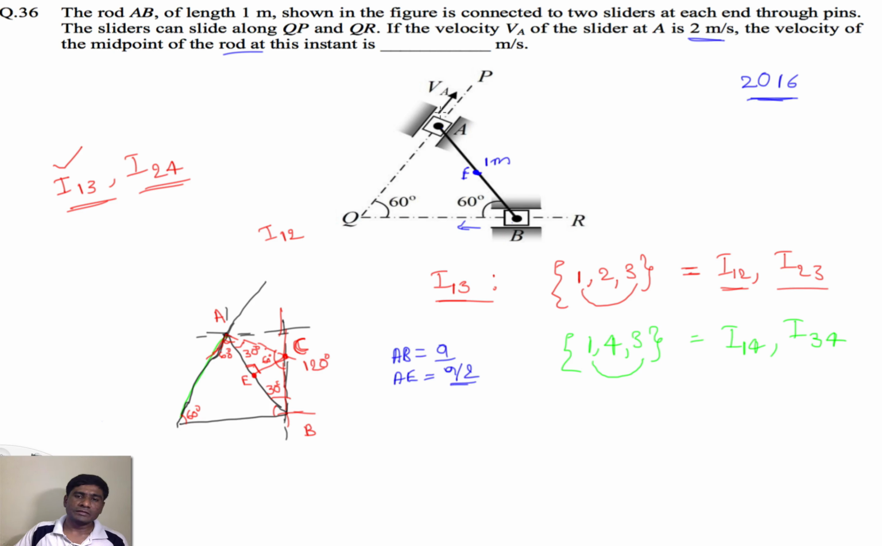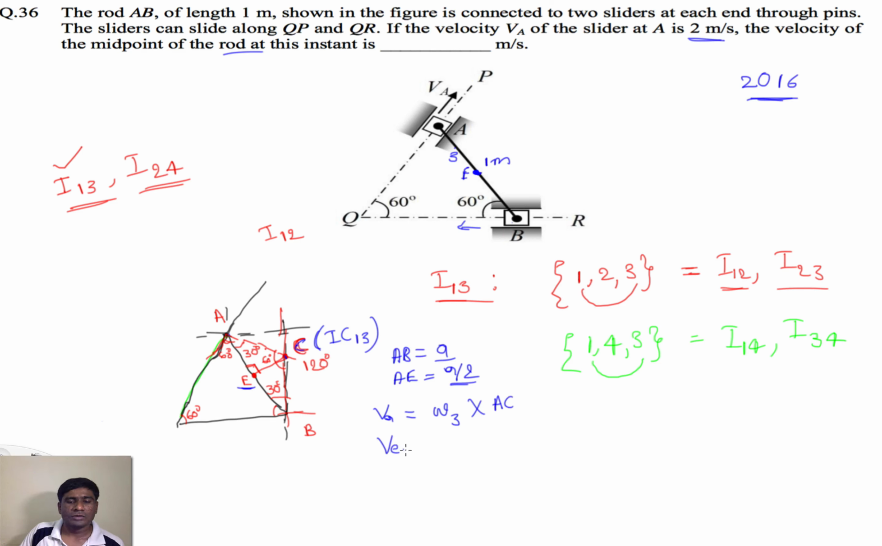So at this instant, what is C? C is the instantaneous center I13. That means at this instant, bodies 1 and 3 are rotating about this point C. We know the velocity at point A, and we need to find the velocity at point E. So what is the velocity at point A? VA equals omega 3, that means the angular velocity of link 3, we consider this as link 3 or AB, into the distance from point A to the instantaneous center C, that is AC.